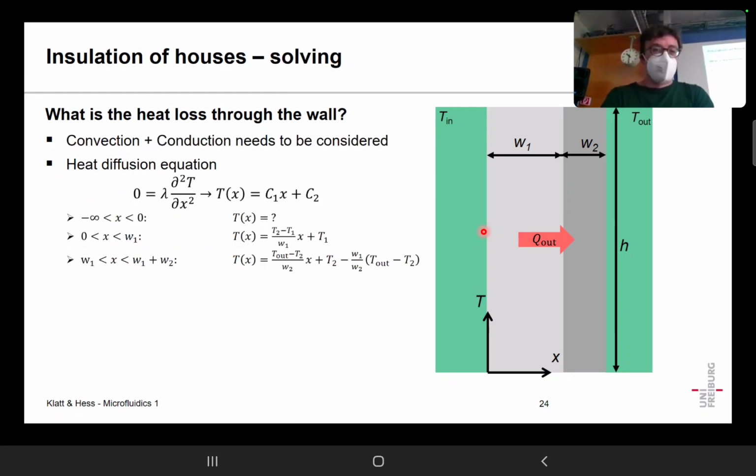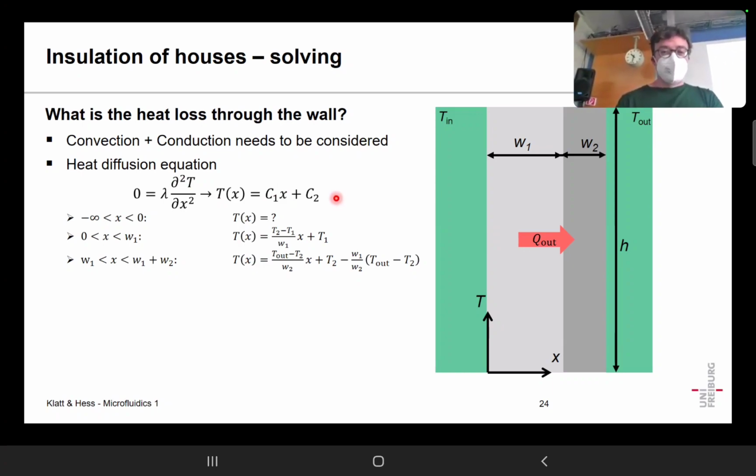Okay, so let's start again with the equation that we used just 5-10 minutes ago. If you simplify it again, it's steady state, so you don't have any temporal changes. We assume that Y and Z are not important, and that there are no source terms. We end up with exactly the same equation describing our problem: 0 equals lambda times the double derivative of the temperature with respect to x. And if you solve this again, you will end up with the same equation. So there's no change compared to the example that we just did.